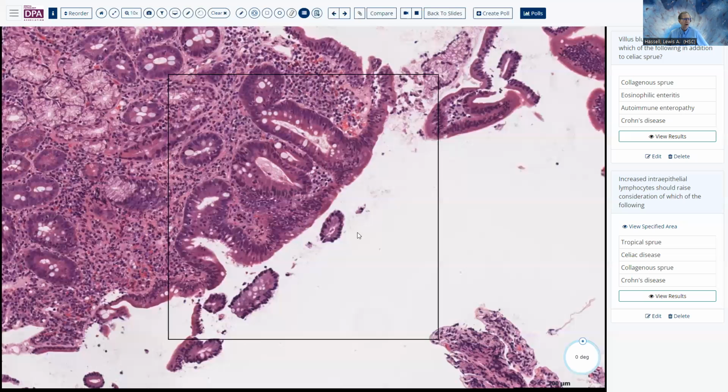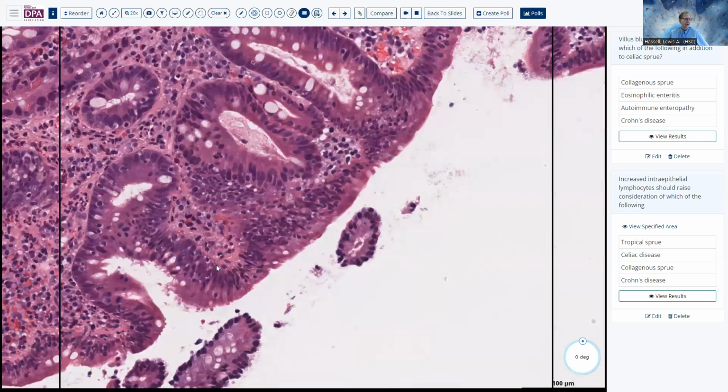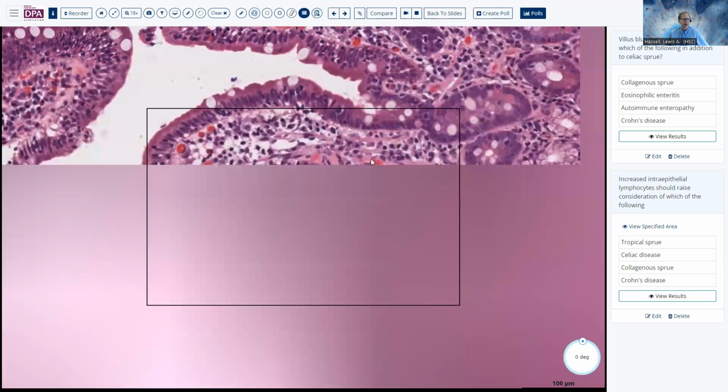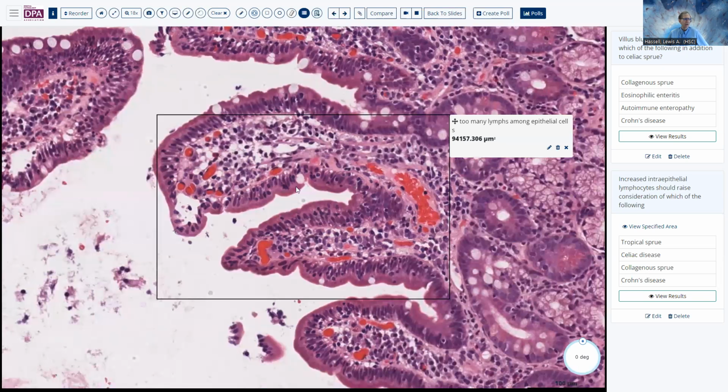We can look at another area here and again see increased numbers of these small lymphocytic nuclei scattered around every 3rd nucleus in this fashion. And here even, again, somewhat more. So the presence of increased intraepithelial lymphocytes and some degree of villus blunting is virtually pathognomonic of celiac disease in the appropriate setting. But it's not the only sort of thing.